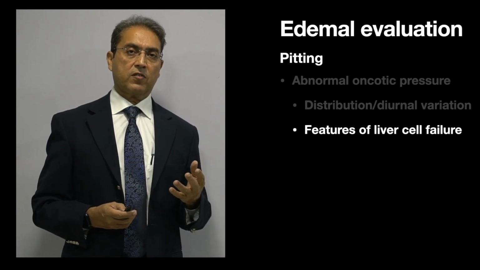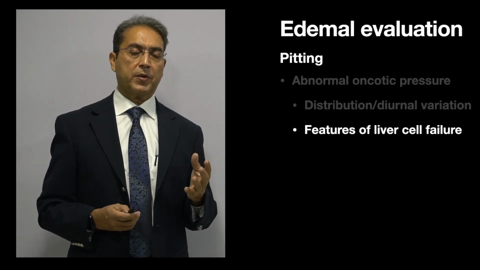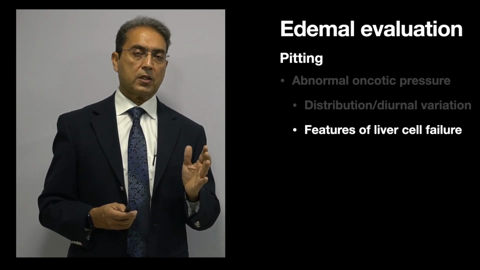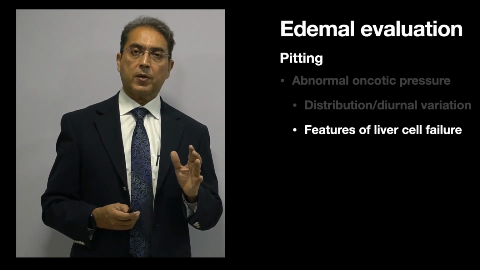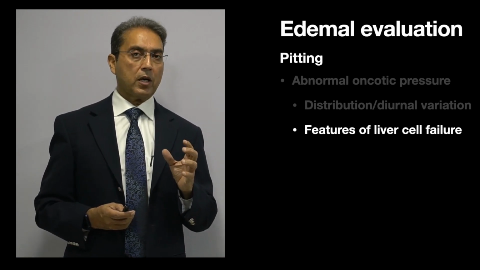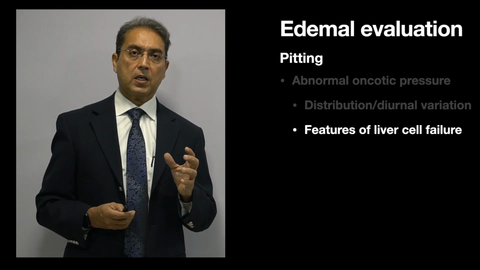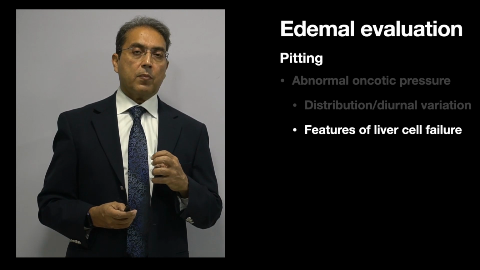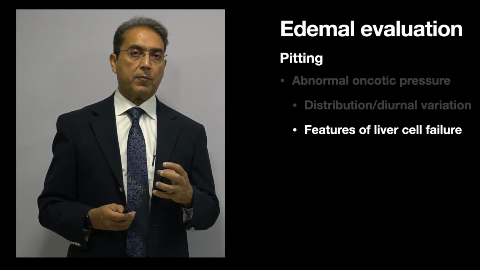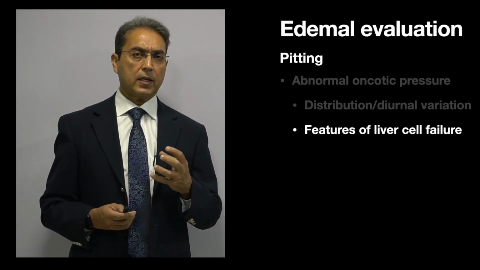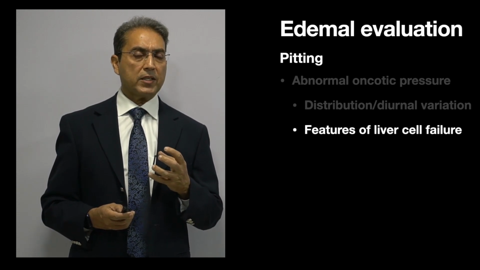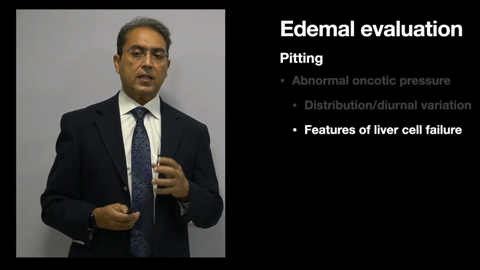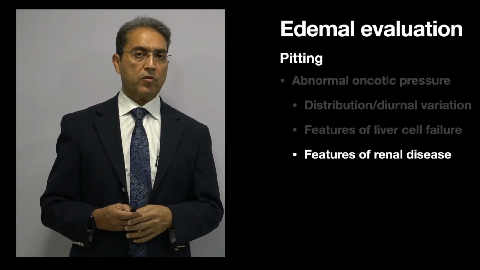Now, what are the features of liver cell failure? In addition to the fluid overload, patient may have pulmonary edema, there may be clubbing, there may be Dupuytren's contracture, there may be spider angiomas, there may be jaundice, there may be parotid enlargement, there may be gynecomastia, there may be abdominal distension. You may find abnormal blood vessels around the abdomen called caput medusa, and similarly you may find testicular atrophy in males and breast atrophy in females. So you look for the presence of underlying liver disease.